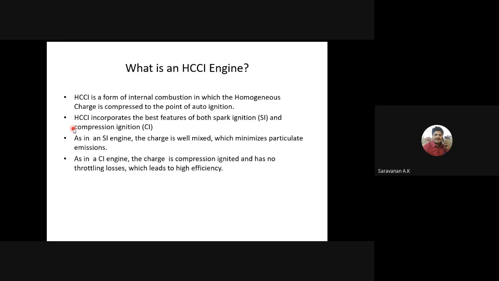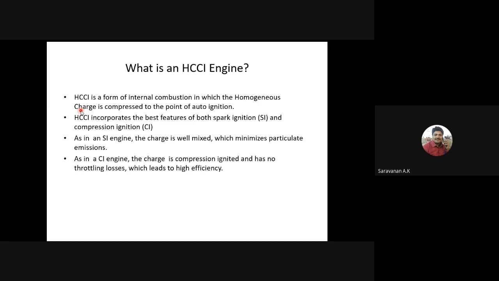So what is the HCCI engine? Here, the homogeneous charge is compressed until it approaches the auto ignition condition. That type of engine is called the HCCI engine. The homogeneous charge is compressed and approaches auto ignition. So here you can note that the auto ignition will be there.